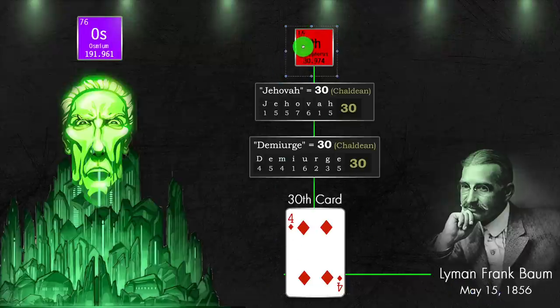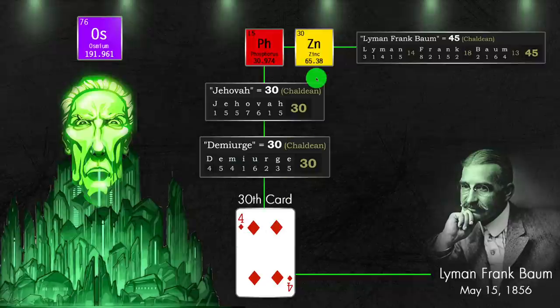It's the light bringer. It's phosphorus. And it's tied to the New Age name, Jehovah, the Israelite God, the God of the Bible, the Tetragrammaton, and the Demiurge, what the Gnostics call the GOD. And when we go even further, if you want to go right to zinc and the protons of zinc, there's this element right here.